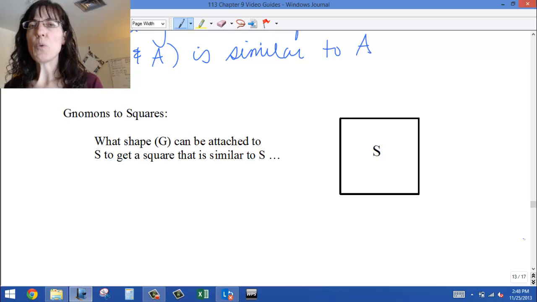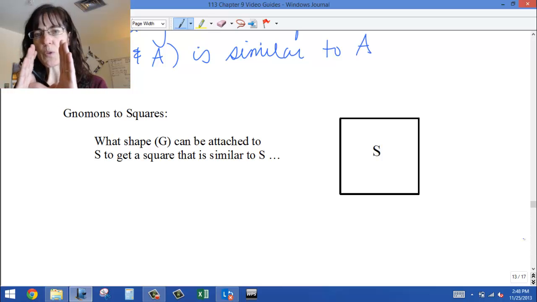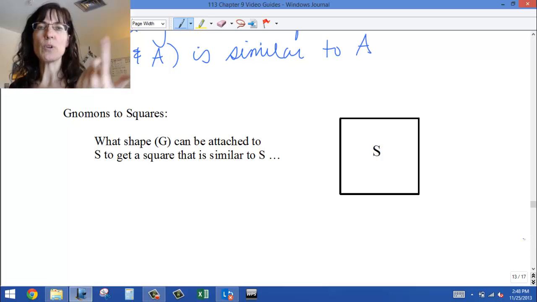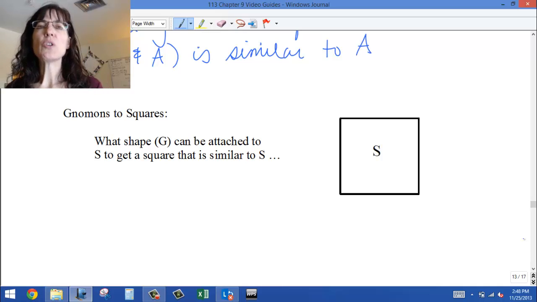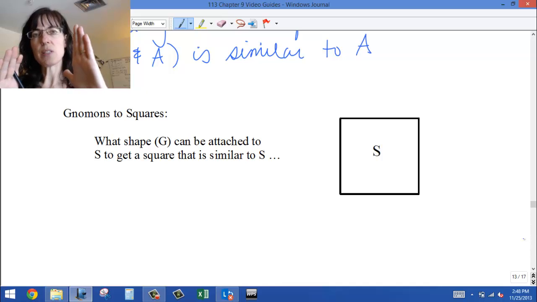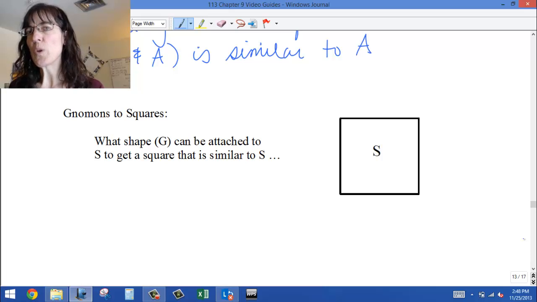And when we think about squares, remember all squares are similar to each other. So if you have a small square, you have to have a larger square, or they're all similar. All squares are similar to one another. So for a square, you have a smaller square and a similar shape is a larger square. So we have to make a square with whatever we do.